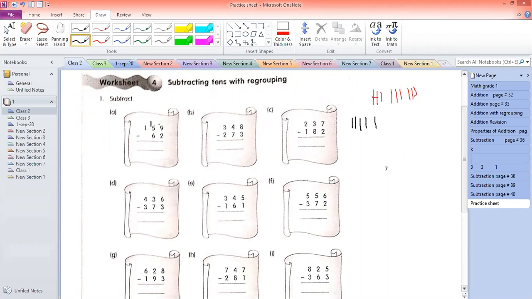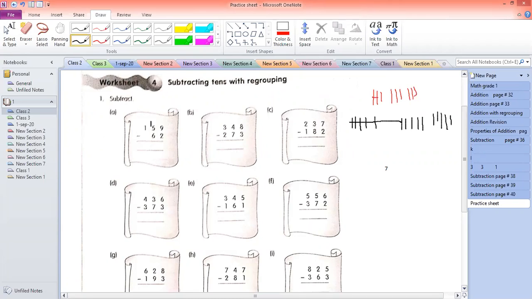Now it is 15, 6 out of 15. So you should draw 15 lines now. These are 1, 2, 3, 4, 5, 6, 7, 8, 9, 10, 11, 12, 13, 14, and 15. How many lines do you need to cut? Yes, 6. So I will cut 6 lines: 1, 2, 3, 4, 5, and this is 6.